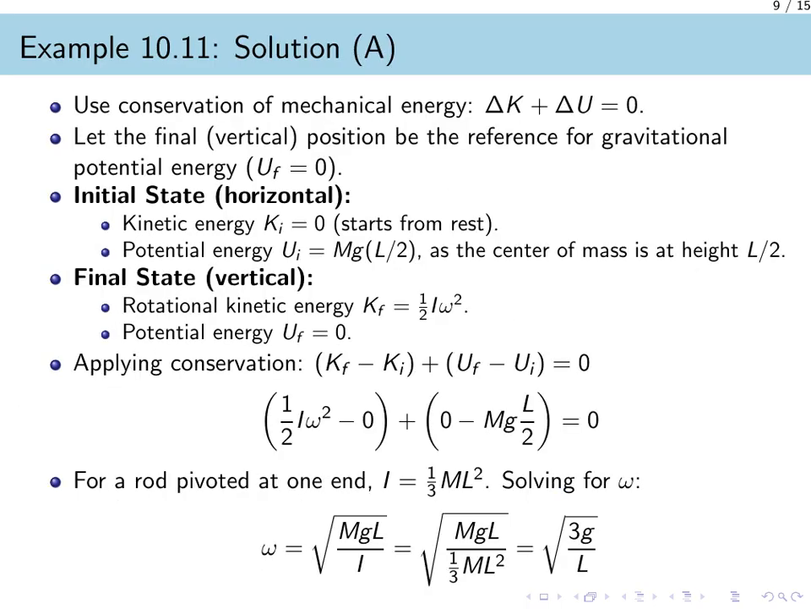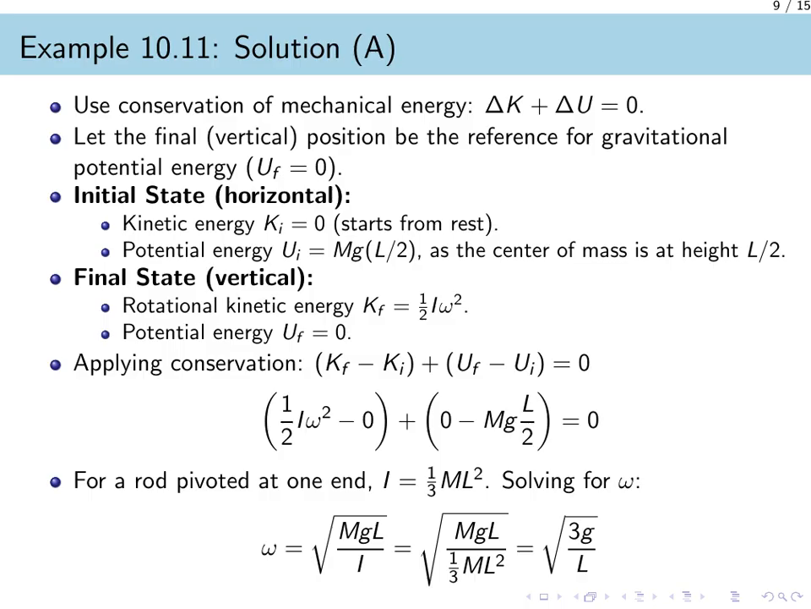To find the rod's angular speed at the bottom, we will apply the principle of conservation of mechanical energy. This approach allows us to relate the initial and final states of the system without needing to calculate the changing torques during the swing. First, we set our reference point for gravitational potential energy. We will define it to be zero when the rod is hanging in its final, vertical position. In the initial state, the rod is horizontal and held at rest, so its initial kinetic energy is zero.